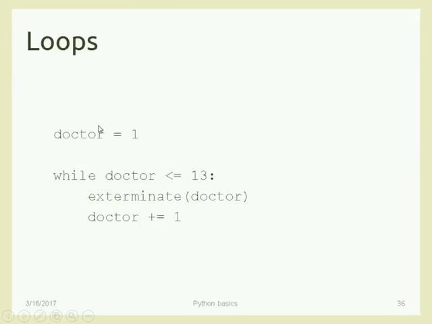So what does this loop do? It puts 1 in the variable doctor, and says while the doctor is less than or equal to 13, call the function exterminate and pass the number of the doctor. When this doctor is killed, then increase the number by 1 and go on up to 13 included.